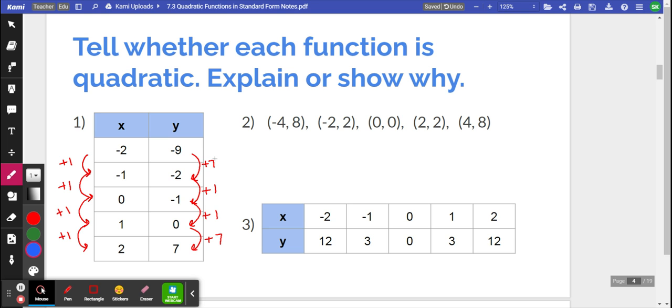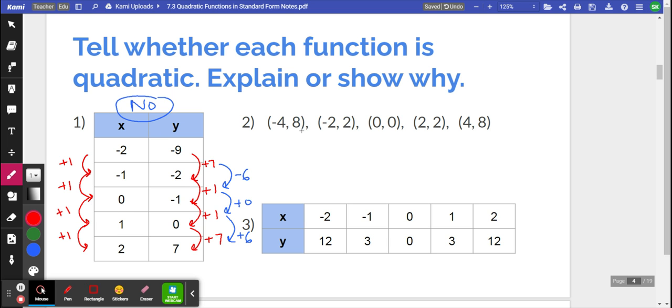But remember, we're not looking at these first differences with quadratics. We want to know if the second differences in the y values are constant. From 7 to 1, we take away 6. And then it's plus 0, there's no change. And then it's plus 6. Since the second differences are not constant, we know this is not a quadratic function for number 1.